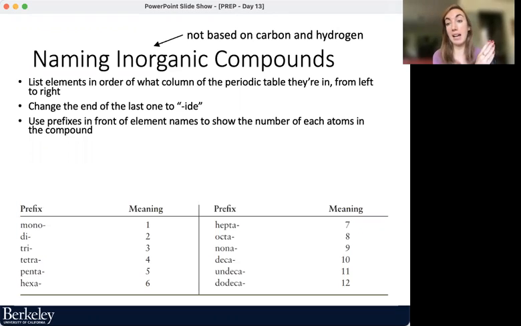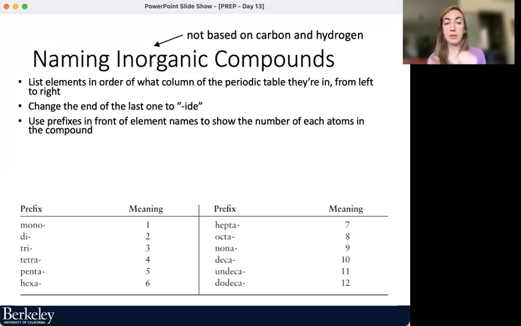So whatever comes last will change its name to end with "ide." And then in this case, because we don't have charges, we need to specify how many of each type of atom we have. So we're going to use these prefixes, which you'll see a lot in a bunch of different contexts. You might be familiar with some of them. Again, you don't have to memorize these, but mono means one, di means two, tri means three, etc.